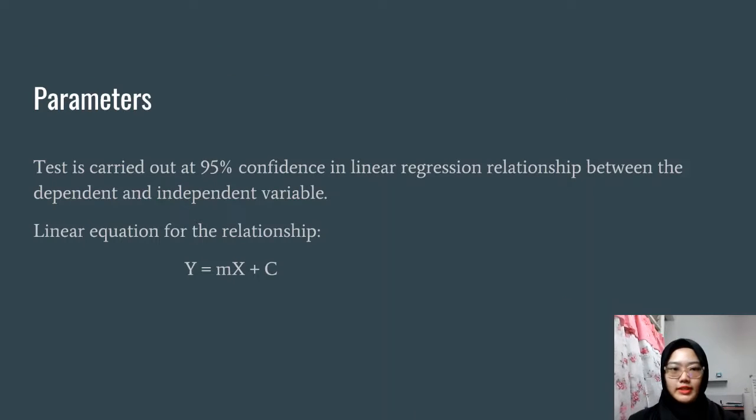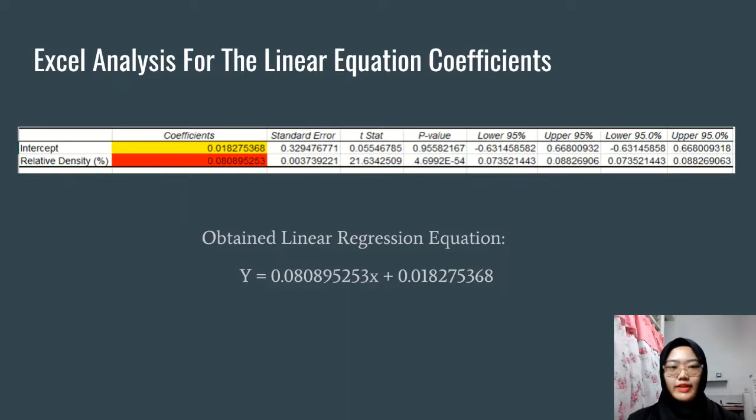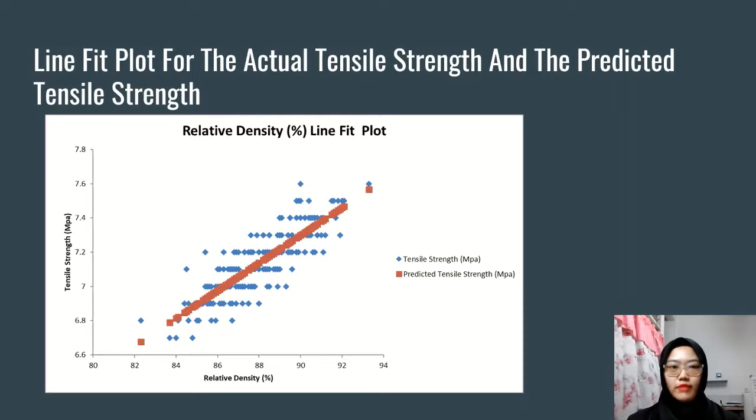So for the parameters, the test is carried out at 95% confidence in the linear regression relationship between the dependent and independent variable. The dependent variable is tensile strength and the independent variable is relative density. The linear equation for the relationship is y equal to mx plus c. For the Excel analysis for the linear equation coefficient, we will obtain y equal to 0.080895253x plus 0.018275368. So this is the line fit plot for the actual tensile strength and the predicted tensile strength.